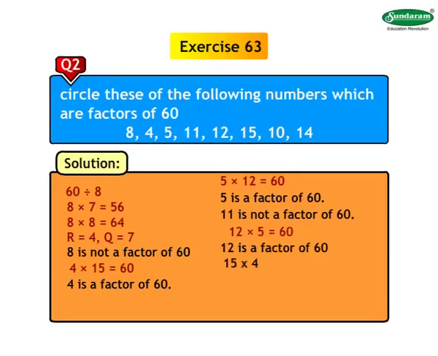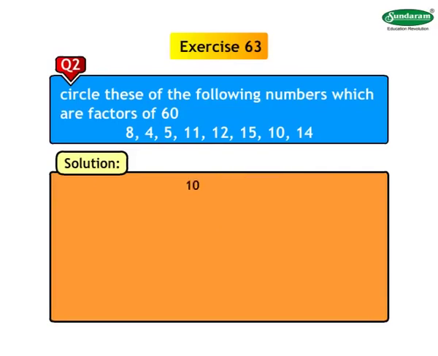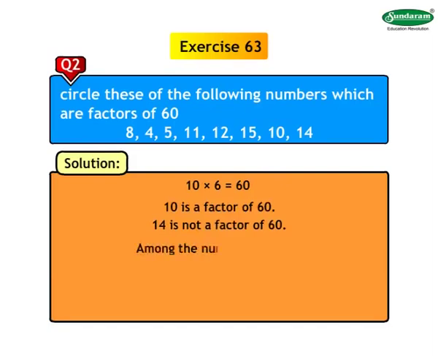15 into 4 is equal to 60. Therefore, 15 is a factor of 60. 10 into 6 is equal to 60. Therefore, 10 is a factor. In table of 14, we do not have 60. Hence, among the given numbers, factors of 60 are circled. See 4, 5, 12, 15 and 10.